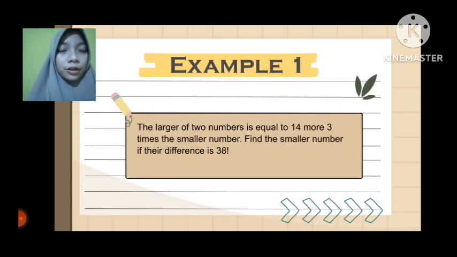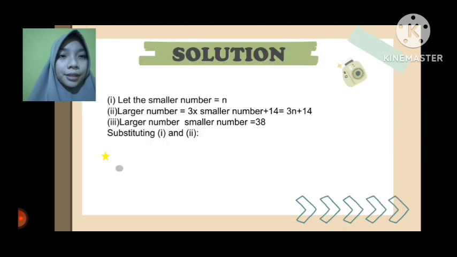Now I will explain example 1. The question is: the larger of two numbers is equal to 14 more than 3 times the smaller number. Find the small number if their difference is 38. The solution: first, we let the small number be n.